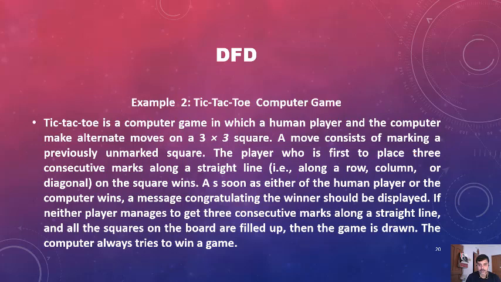As soon as either the human player or the computer wins, a message congratulating the winner should be displayed. If neither player manages to get 3 consecutive marks along a straight line and all the squares on the board are filled, then the game is drawn, and the computer always tries to win a game. So for the tic-tac-toe computer game, to draw the DFD, we should first draw the context diagram.